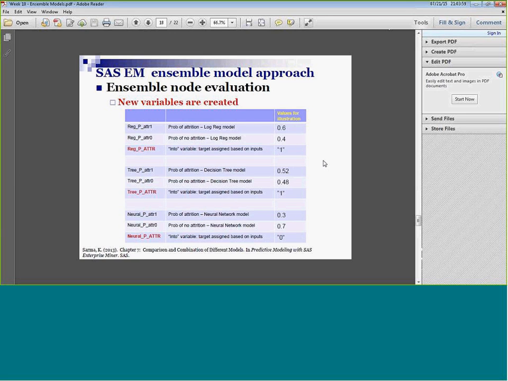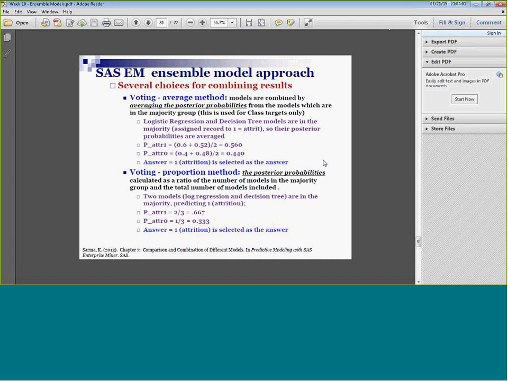I don't know what happens if you have an even number of models. I have to research that. So they're in the majority group. So logistic regression and decision tree are in the majority group, right? Because they both had a 1 and the other one had a 0. So they're in the majority.